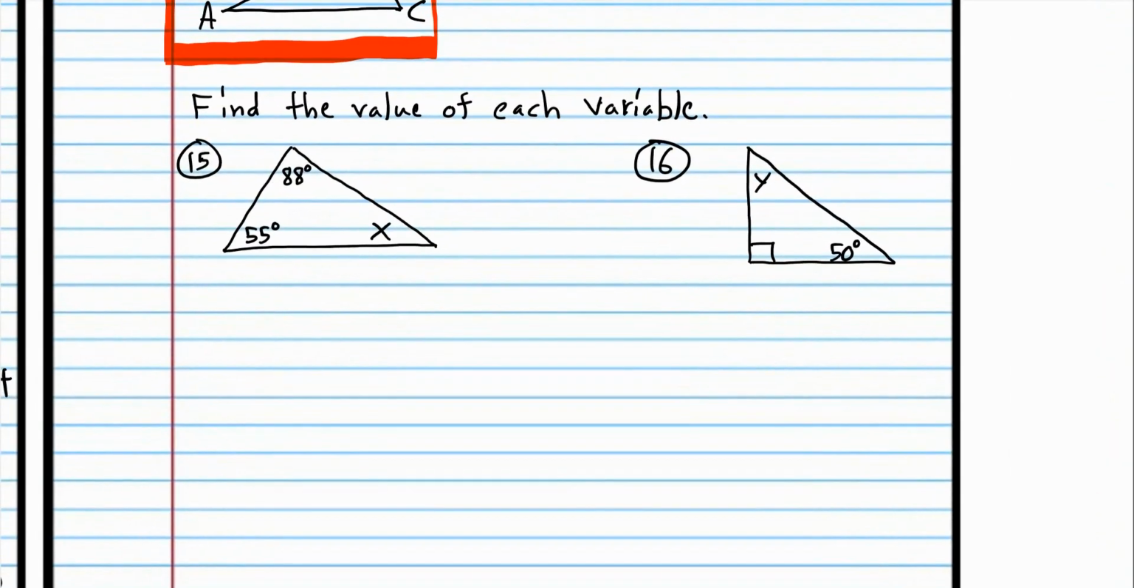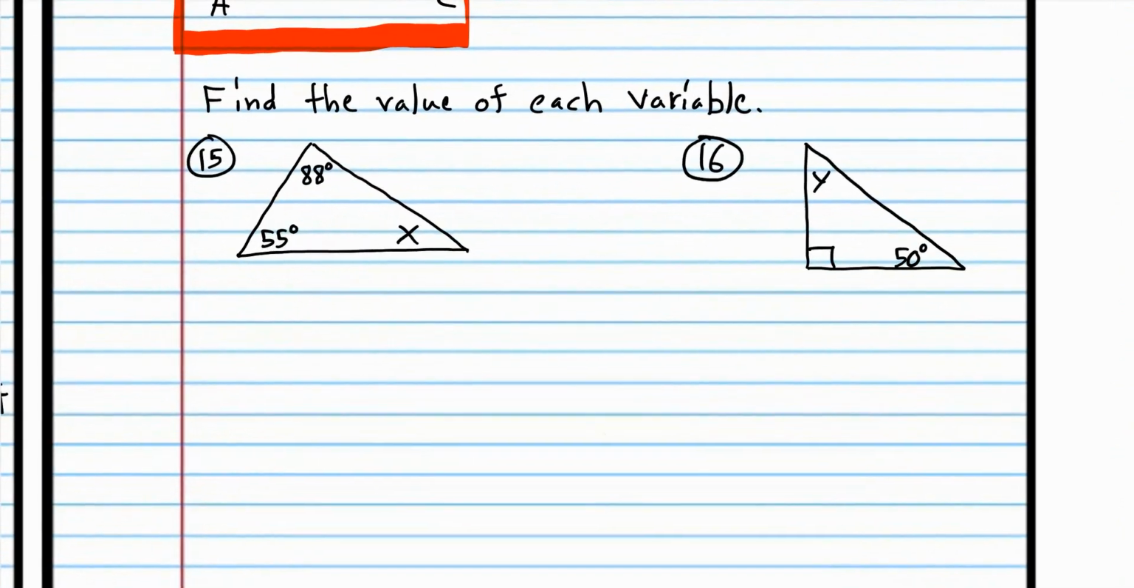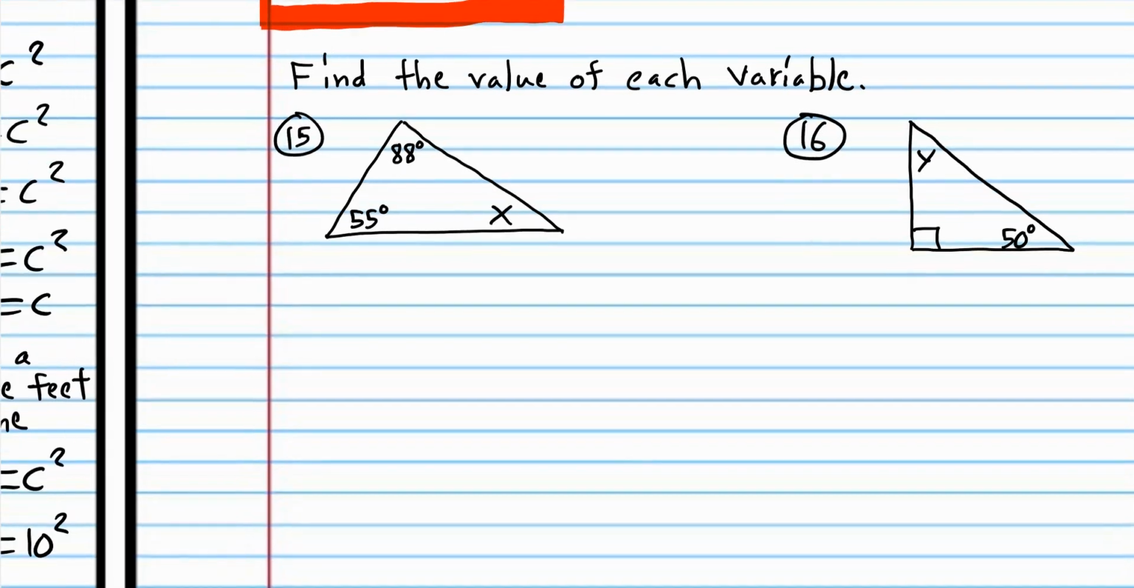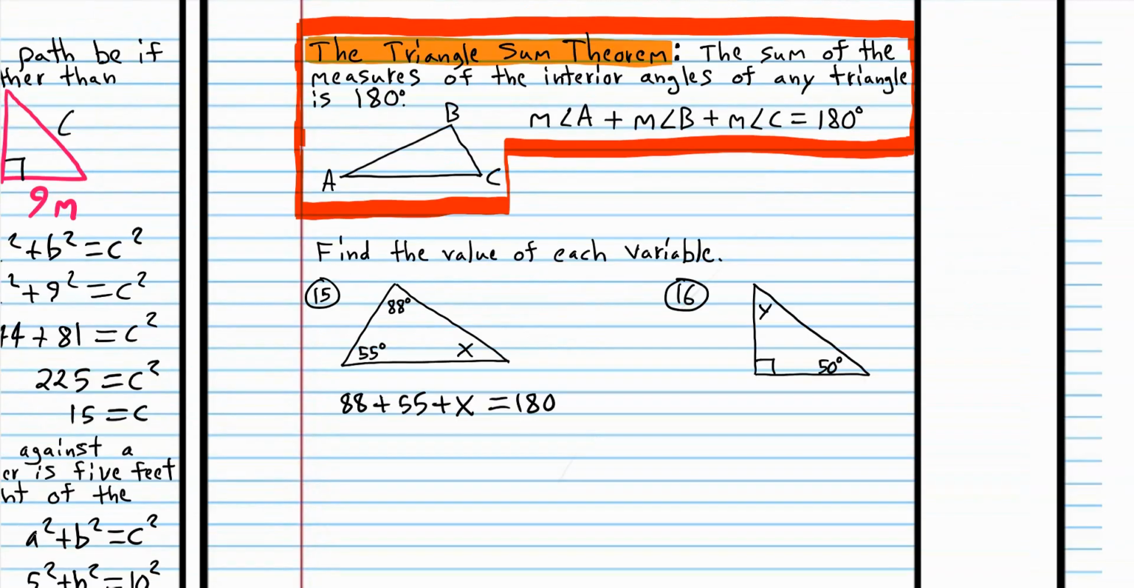All right, so now let's do some practice problems. We're going to do these together, and you can try some on your own later on. This is a typical type of problem that you're going to get. We have 2 angles in the triangle, and we're asked to find the third angle. Well, that's very easy to do because we know that all the angles add up to 180 degrees. So we can make an equation. I know that 88 plus 55 plus x must be 180. Because that's the Triangle Sum Theorem.